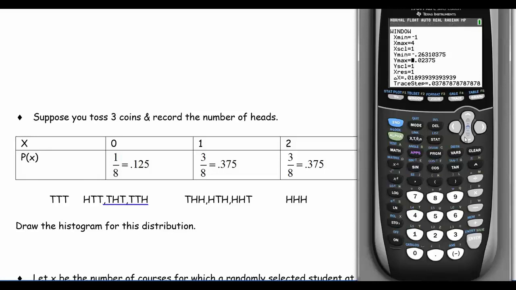And that looked fine. I didn't really see an issue with that. So with the Y's, having it go up to 1 is fine. So I hit graph again, and I get this lovely histogram.